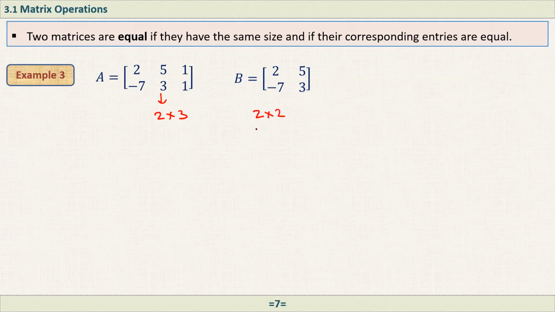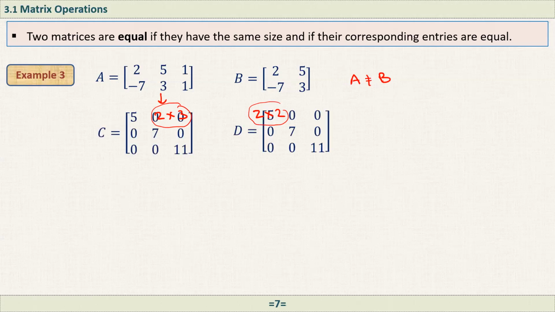For two matrices to be equal to each other, they must have the same size. See here, this one is a 2 by 3 matrix, right? And this one is a 2 by 2 matrix. That means that matrix A is not equal to matrix B. Another example, I need to write this down a bit. Just right here. This one is 2 by 3. This one is 2 by 2. So their dimensions, or sizes, are not the same. That means that these matrices are not equal.